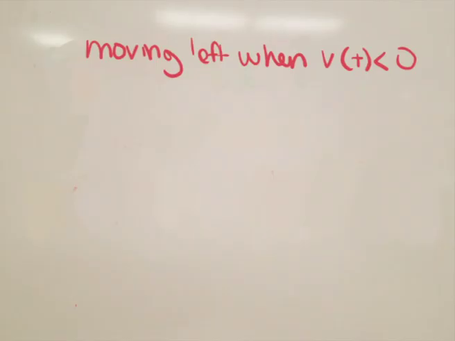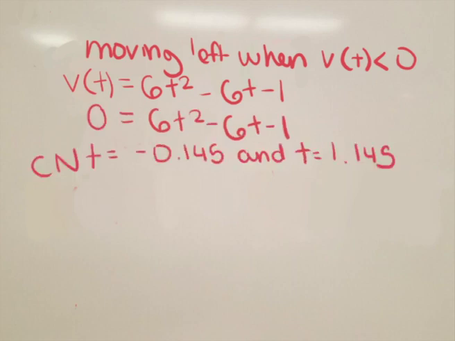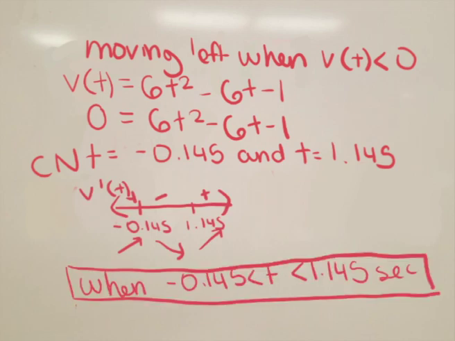The object moves left when v of t is less than 0, so we set the velocity equation equal to 0 because the object's velocity is 0 when it turns. Velocity is position over time in a direction, so we know that when the interval is negative, it is moving left.